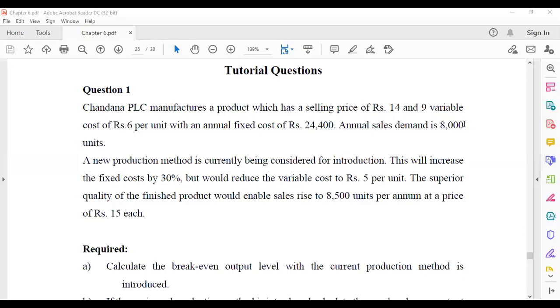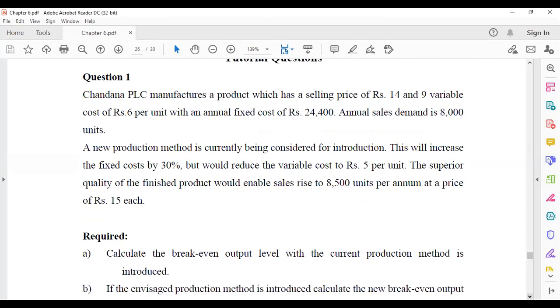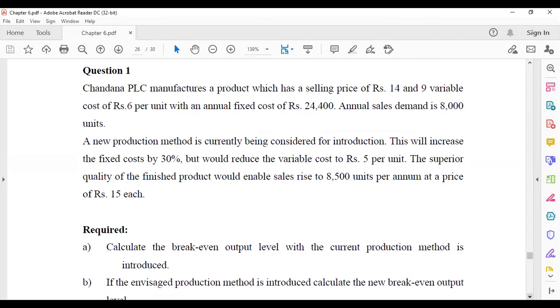Right, okay, so let's get started. We are going to be looking at the tutorial on CVP analysis and short-term decision making. I thought of starting with question number one. It's a fundamental question, but it gives us a good starting point, especially as it will expose you to the profit formula as well. Hence, I thought of discussing question number one first.